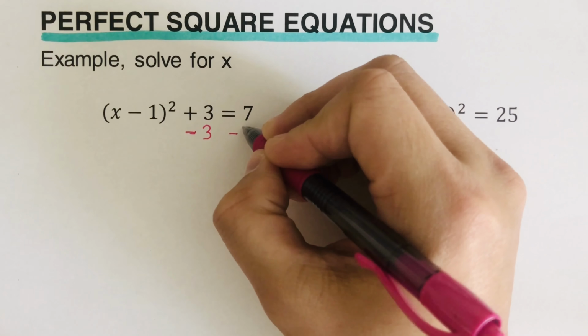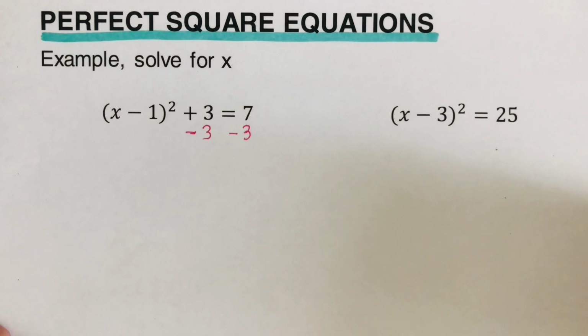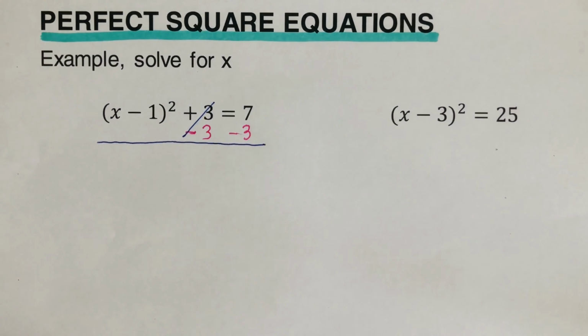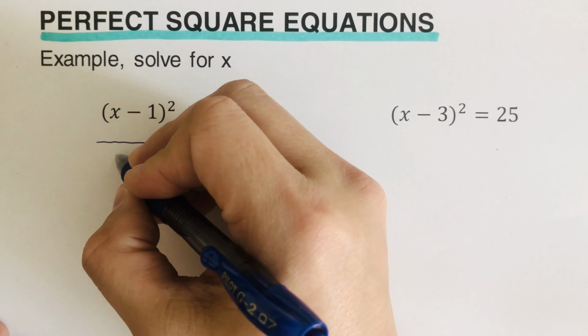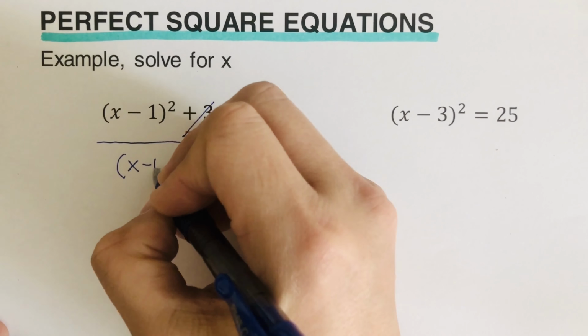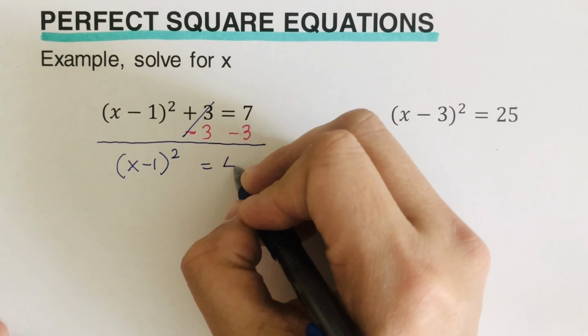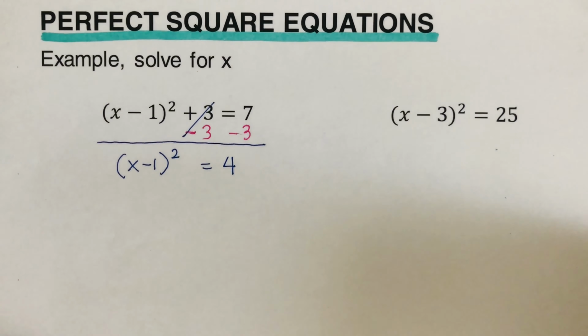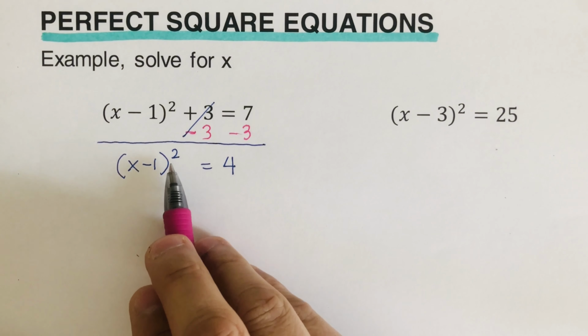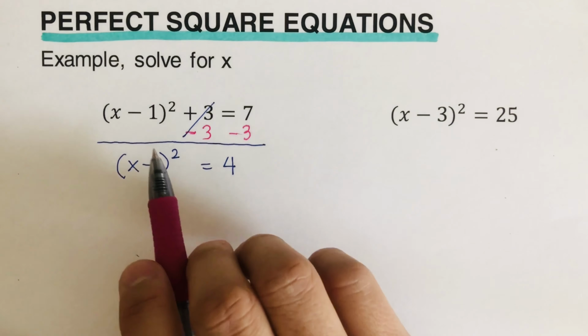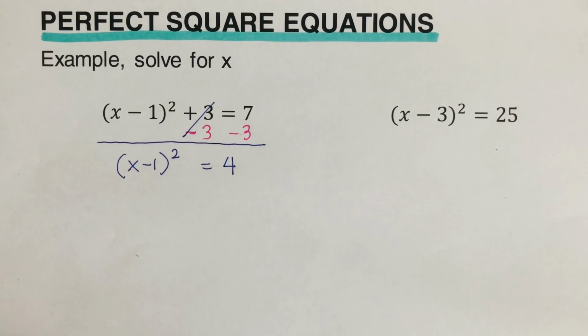So I go ahead and subtract 3 over here. We can cross out the positive 3 and the negative 3. So we are left with x minus 1 squared is equal to 7 minus 3, which is 4. Now, we are supposed to solve for x. The antidote for squared is square root. That means in order to undo the square, you have to square root it.